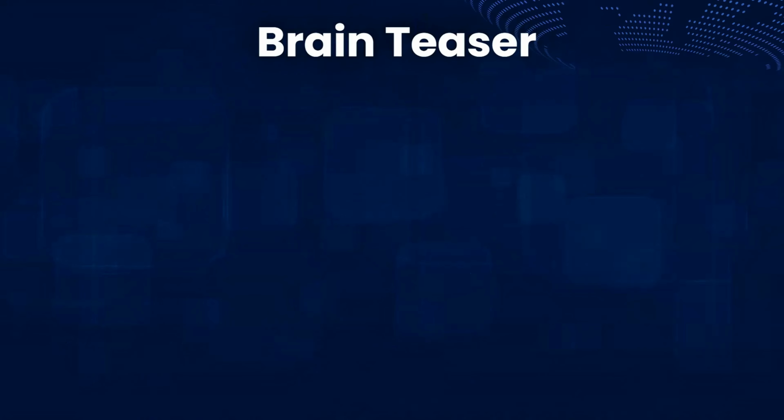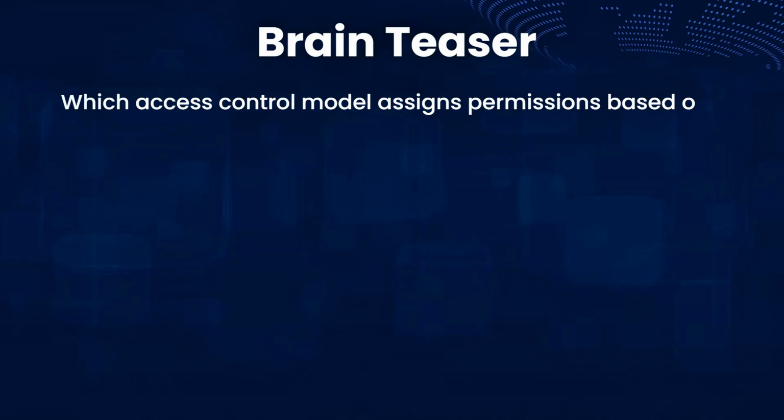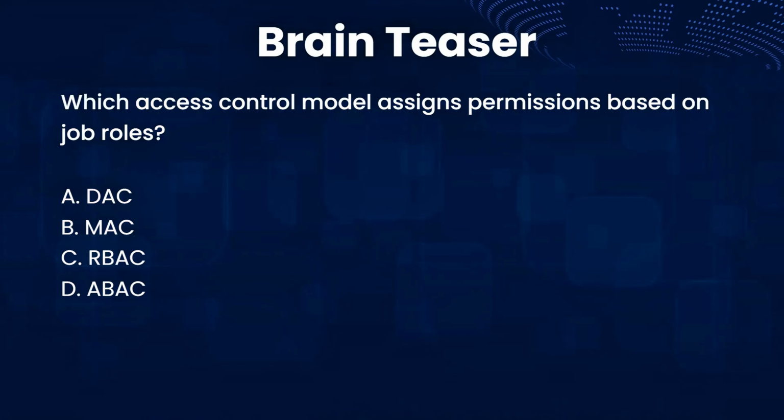Now let's take a test together. Here is the question. Which access control model assigns permissions based on job roles? Pause the video, read through the options, pick your answer and drop that in the comments. Come back and play the video to see the correct answer. What's the correct answer? The correct answer is C, which is role-based access control.